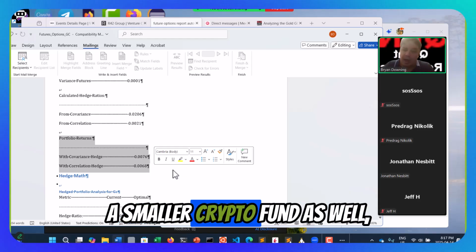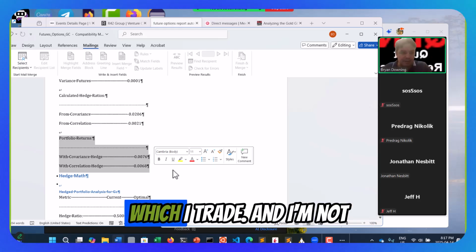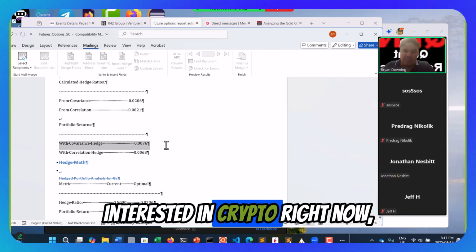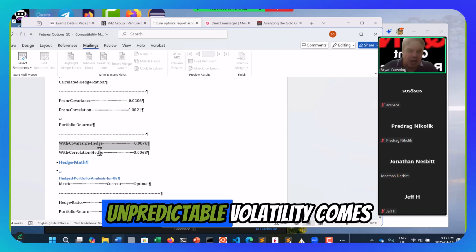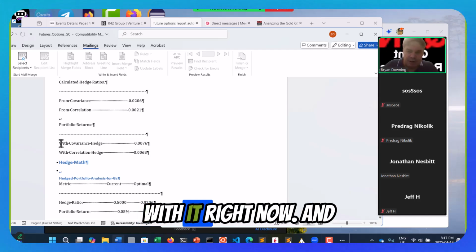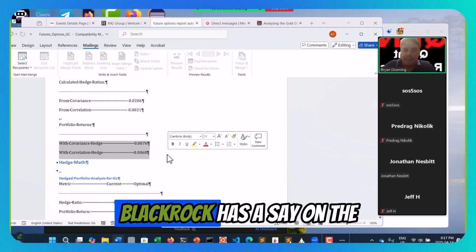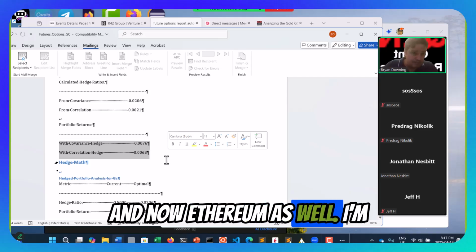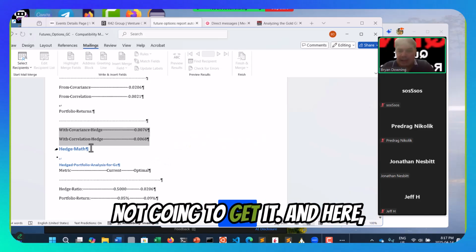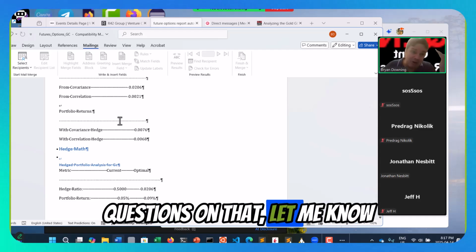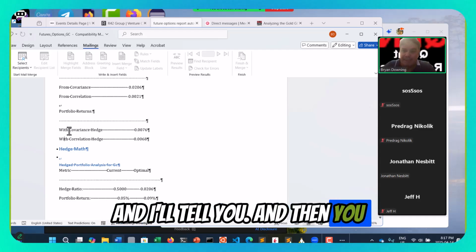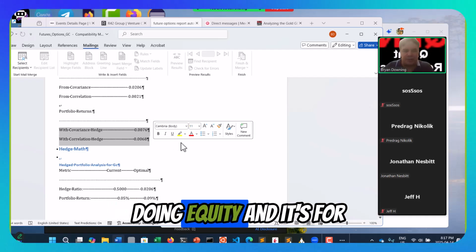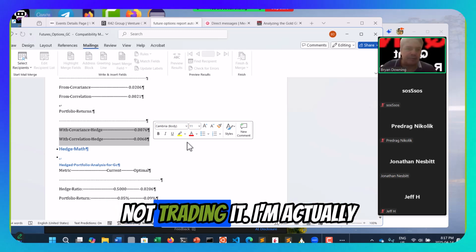I have a smaller crypto fund as well, which I trade. I'm not interested in crypto right now because of the crazy, unpredictable volatility that comes with it, and BlackRock has a say on the direction of things like Bitcoin and now Ethereum as well. I'm not going to get into that here, but if you've got questions, let me know. My other fund is Interactive Brokers, where I'm doing equity in stocks and ETFs. Right now, I'm not trading it.